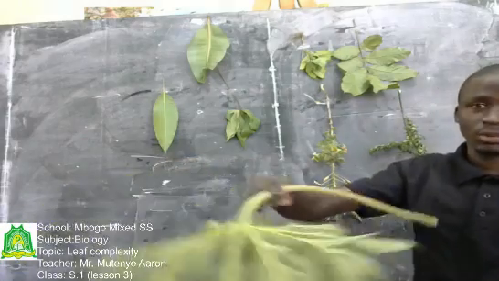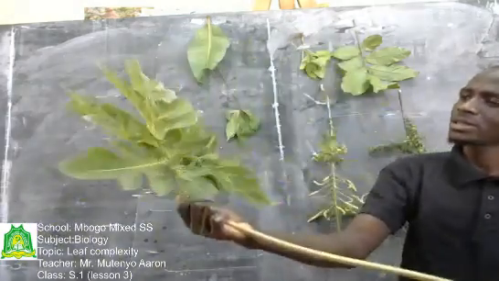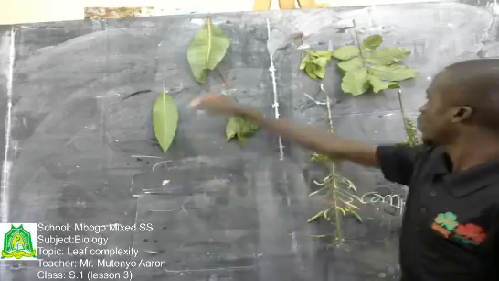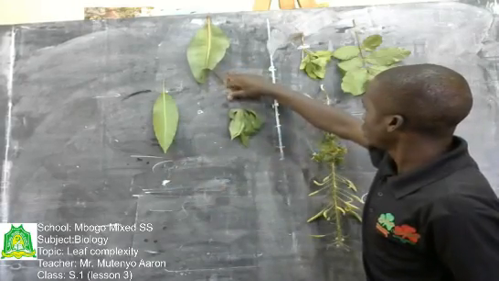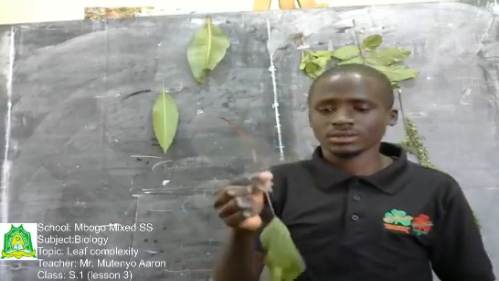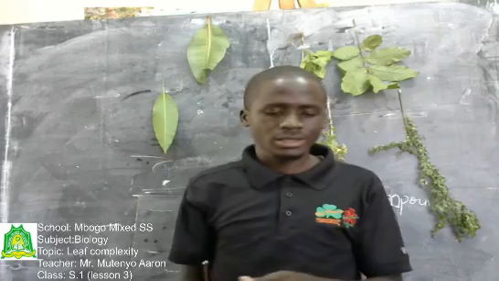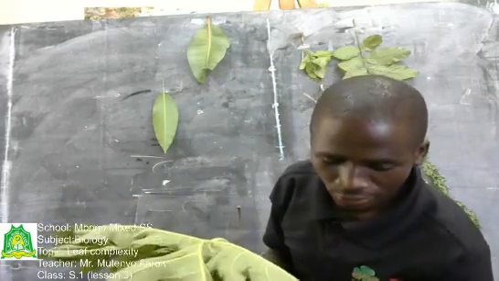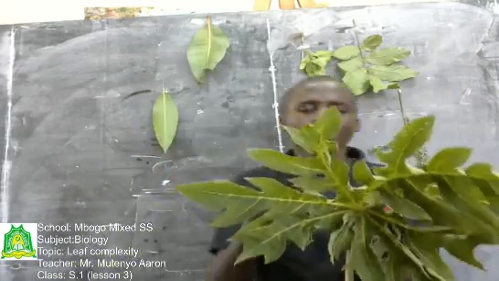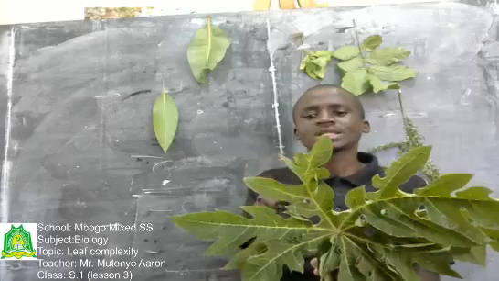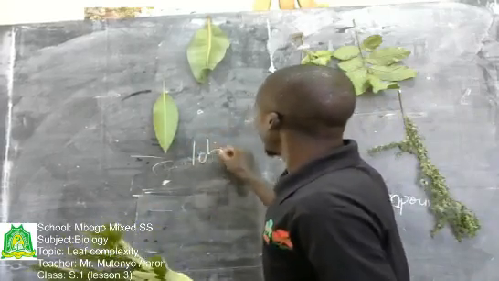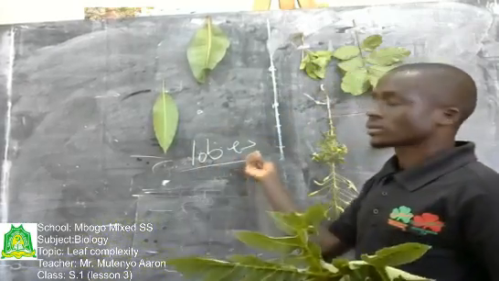This is called a purple leaf. Some of you have never seen it. Then we have what is called a cassava leaf. These 2 are also simple leaves. Some of you may not know the reason, but the reason is the lamina is divided into what we call lobes. Lobes are not leaflets. Lobes are different from leaflets.